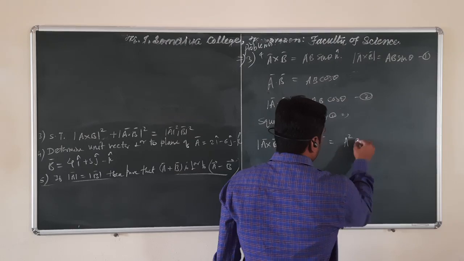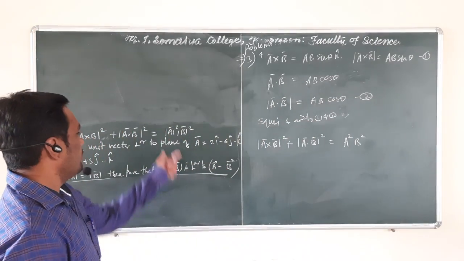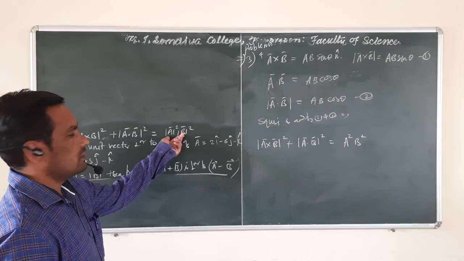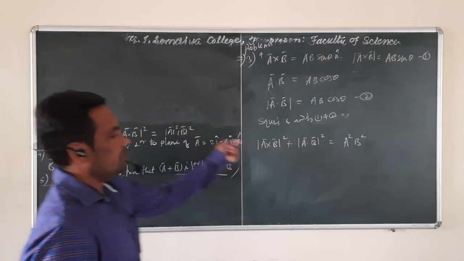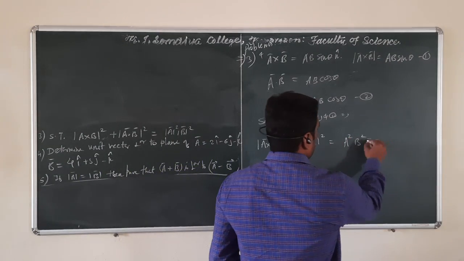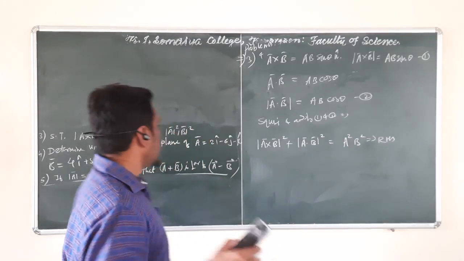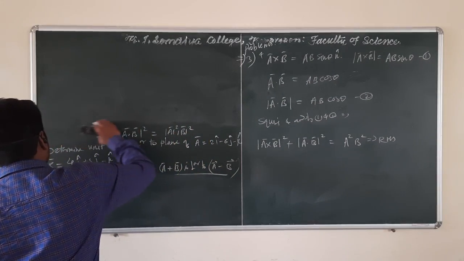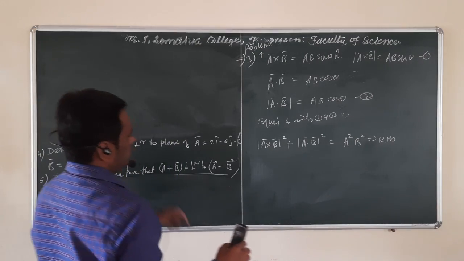So this is A square B square. Okay, so here we will get right hand side, this is magnitude of first A vector, this is magnitude of B vector. Okay, and that is nothing but right hand side. Now with this we finish problem number 3. Now we are going to solve problem number 4.